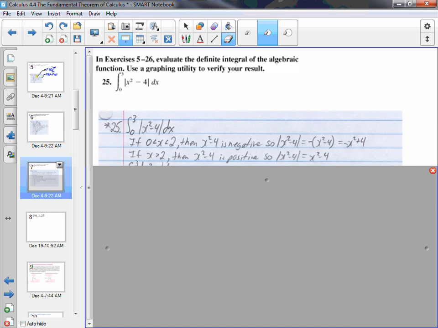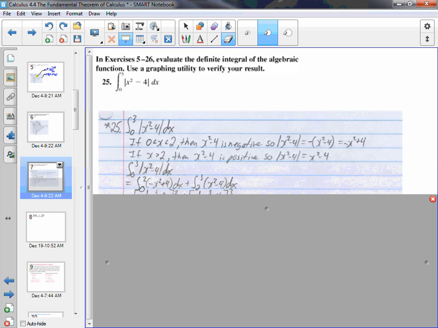Now we have to remember our properties of definite integrals. We can break up an interval into as many subintervals as we want, right? So we're going to break 0 to 3 up into 0 to 2 and 2 to 3 and add those together. So the integral from 0 to 3 of the absolute value of x squared minus 4 dx can be rewritten as the integral from 0 to 2, and then look what I did. I took the absolute value. It's negative, so I put a negative in front of the expression. Then I went ahead and distributed that negative to get negative x squared plus 4 dx plus the integral from 2 to 3 of x squared minus 4 dx.